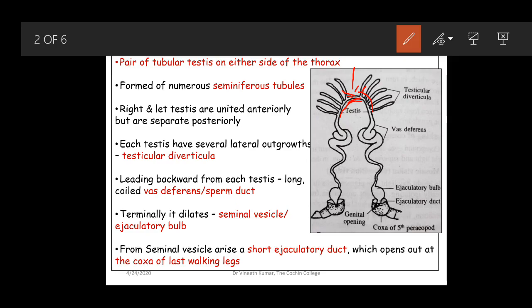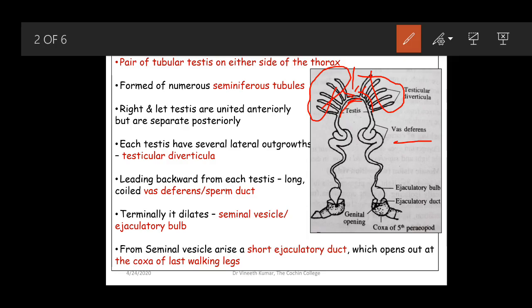Each testis has a lateral outgrowth. These are the lateral outgrowths from each testis, which are referred to as the testicular diverticula. Leading from the testis, as they are separate on both sides, they have separate tubes which move towards the posterior region. These very highly coiled tubes arising from both the testes are called the vas deferens, or the sperm duct.